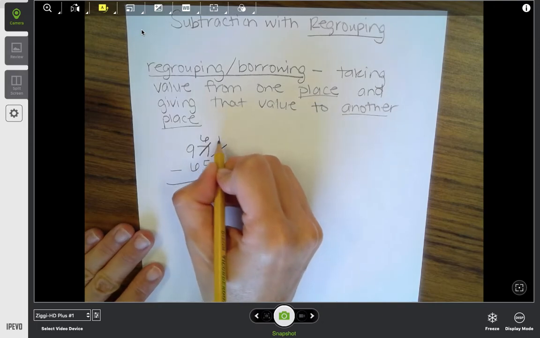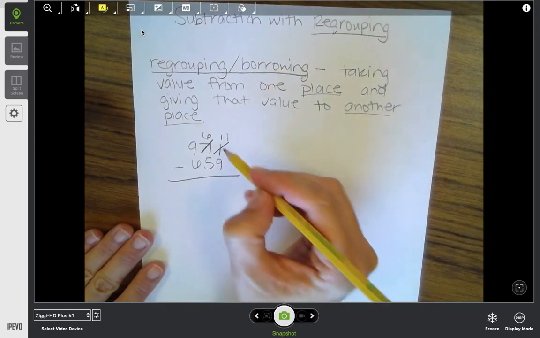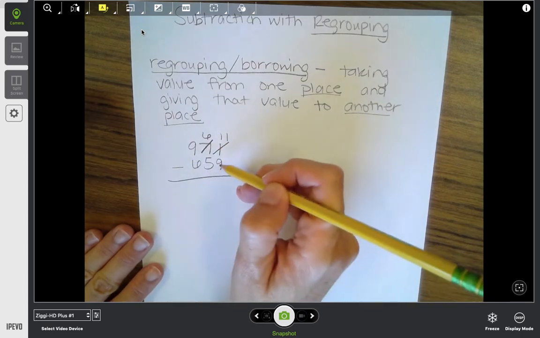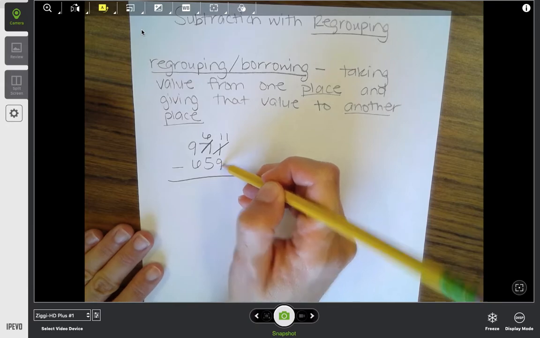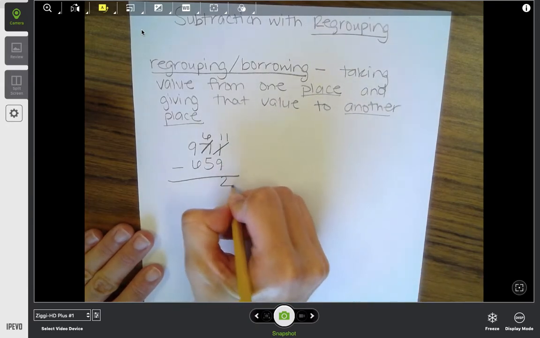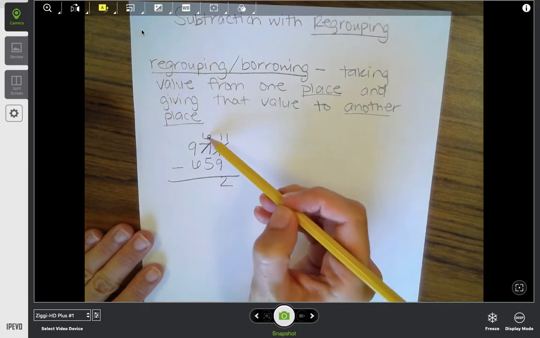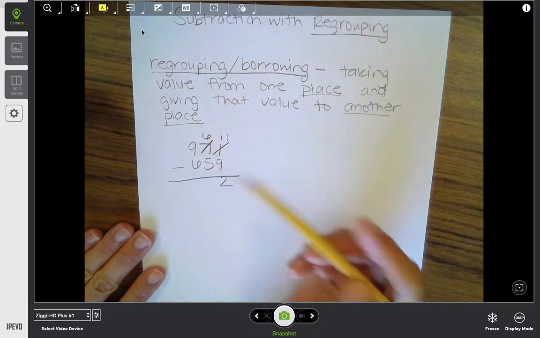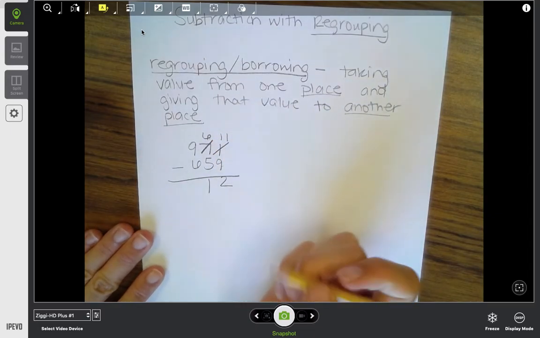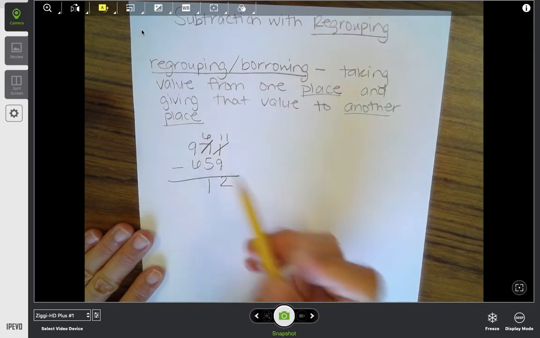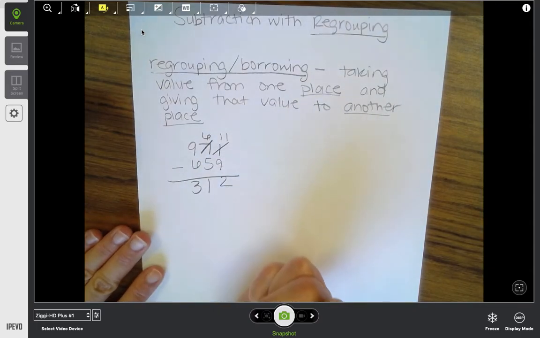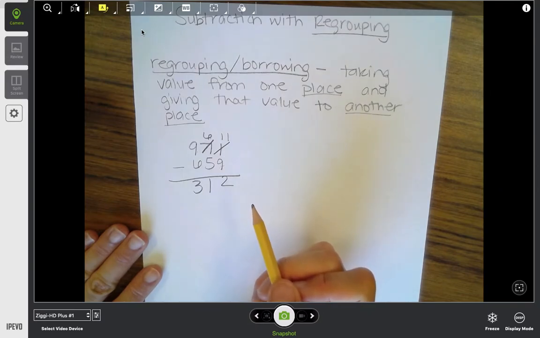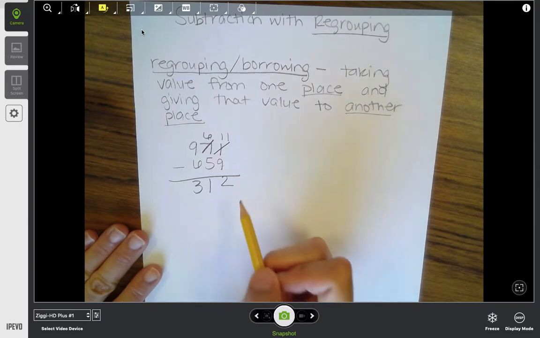So it would make that 1 an 11. Now instead of it being 1 minus 9, it's 11 minus 9. And I can do that subtraction. 11 minus 9 is 2. Then if I move to my tens, I was left with 6 tens, and 6 minus 5 is 1. And then 9 minus 6 is 3. So this is one example of borrowing or regrouping to solve a subtraction problem.